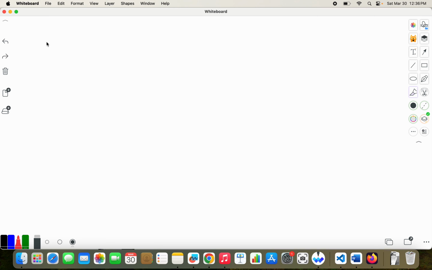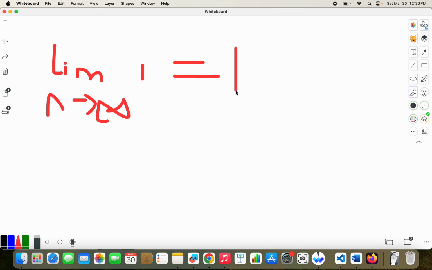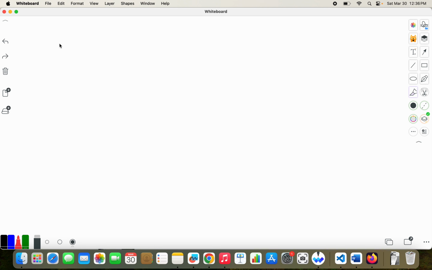E.g., xn equals 1 for all n: 1, 1, 1, 1, 1. So basically, it's obviously 1 because no matter what, every element will be 1. It's always 1. And now here's a very small proof. Oh yeah, I started putting squares now. I don't have to put squares. So, proof. Let epsilon be greater than 0.